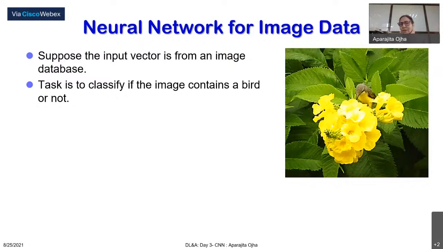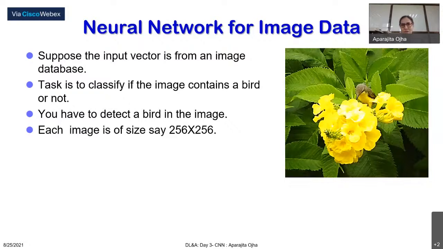By just looking at this picture, you will immediately tell that, well, there is a bird. But this picture is a little tricky for an automatic system because the bird's color is quite close to that of a flower. Now, suppose the question is to detect a bird in an image, and each image is of size 256 cross 256.